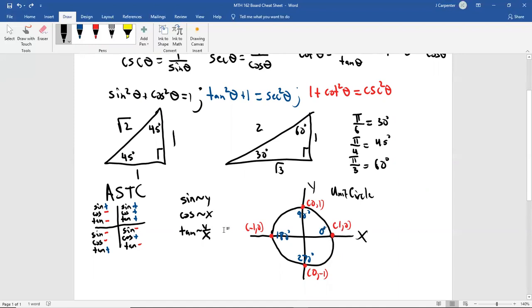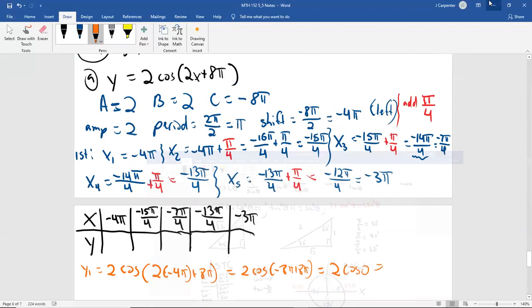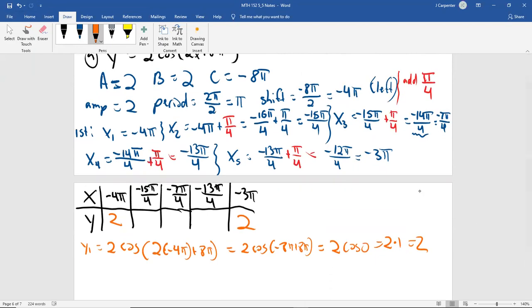So cosine of 0, cosine's the x-coordinate. The x-coordinate is 1. So this is 2 times 1, which is 2, confirmed. Now the last one's the same, so I'm going to go ahead and put that as a 2. The second and the fourth were always the same for it, no matter what, so let's show the first one. We'll assume the fourth one from there.